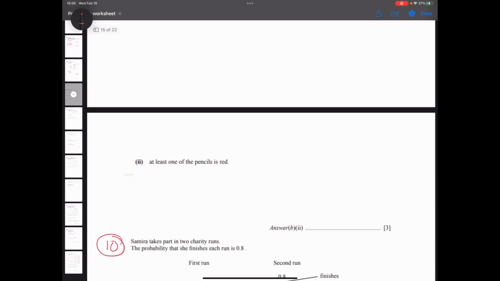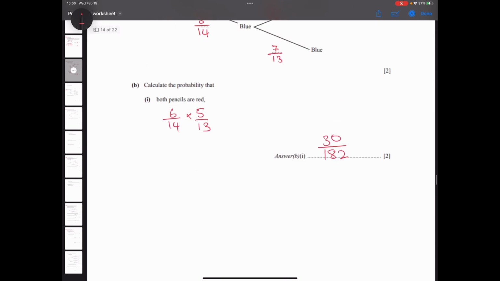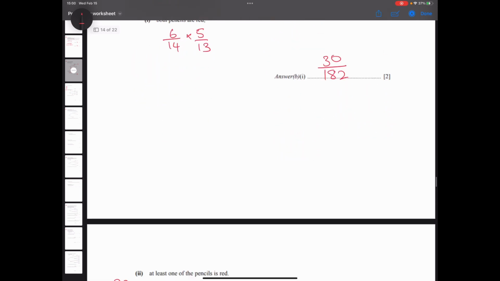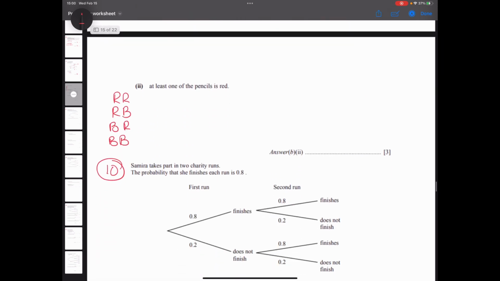At least one of the pencils is red. Remember that they're red and blue, so we have red red, red blue, blue red, blue blue. At least one of the pencils can be this one, or this one, except this one. So I'm going to use reverse probability again, where I find blue, blue, then I say 1 minus blue, blue. So let me find blue, blue first.